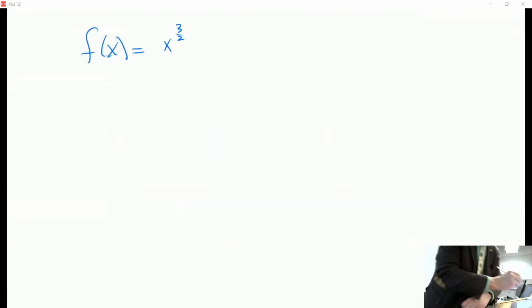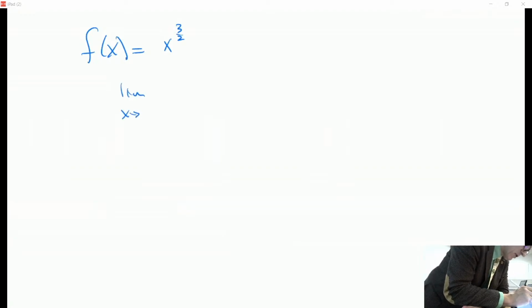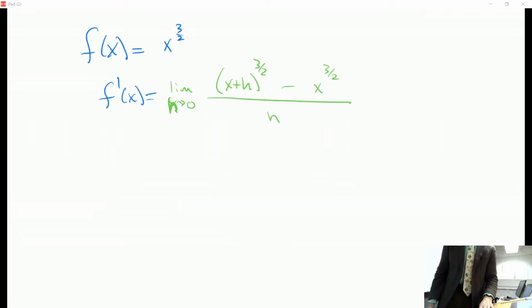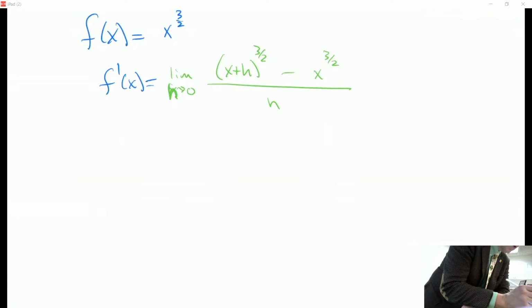Well, we're going to do the limit. Change colors here, because you don't care about that. f prime of x equals the limit as h approaches 0 of (x plus h) to the 3/2 minus x to the 3/2 all over h. What a nightmare. But like I said, I'm a professional. I will deal with this, and then you can just enjoy the fact that you don't have to deal with it anymore.